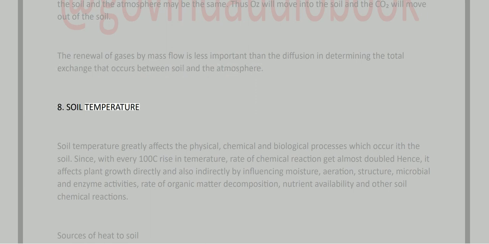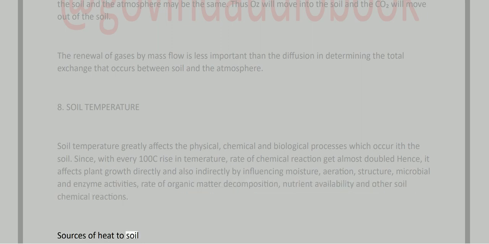Soil temperature. Soil temperature greatly affects the physical, chemical and biological processes which occur in the soil. Since with every 10°C rise in temperature, the rate of chemical reaction gets almost doubled, it affects plant growth directly and also indirectly by influencing moisture, aeration, structure, microbial and enzyme activities, rate of organic matter decomposition, nutrient availability and other soil chemical reactions.